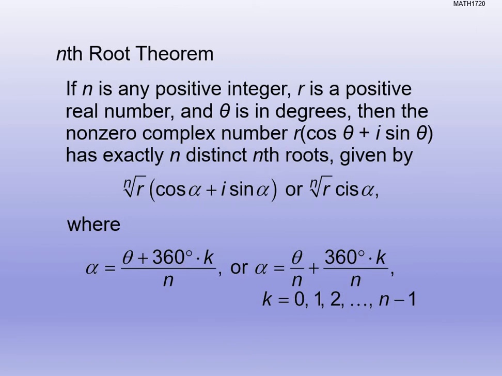Okay, so we can end up writing that as the nth root of r times cosine of alpha plus i sine of alpha. You can see how to write it in shorter form, but we have to know how to calculate alpha. Alpha is going to be theta plus 360 times k, divided by n. K is going to be our constant. n is going to be the root that we're asking to find. So when we substitute into all of this, that's how it's going to go down.